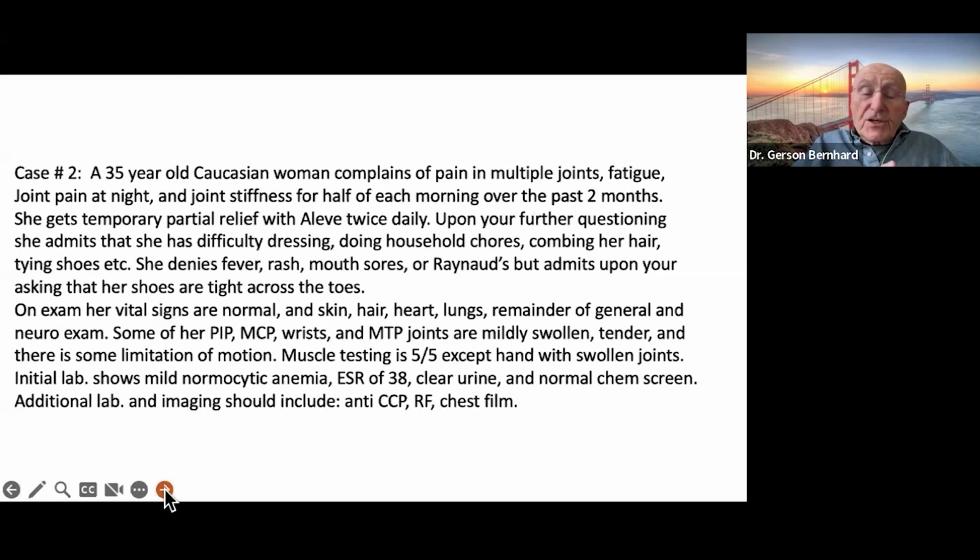And your initial laboratory shows that she has a normocytic anemia, not severe. Sed rate is elevated, a mark of inflammation. Normal urinalysis and chem screen. So in this additional laboratory testing, where you really want to say, aha, I think this patient might have rheumatoid arthritis or something related, now I want to go further with anti-CCP, perhaps a rheumatoid factor, and a chest film to rule out other disease processes, or even rheumatoid arthritis involvement. Other connective tissue diseases involve lungs, and we want to exclude other chest or lung problems, because we're now going to probably start this patient on treatment.